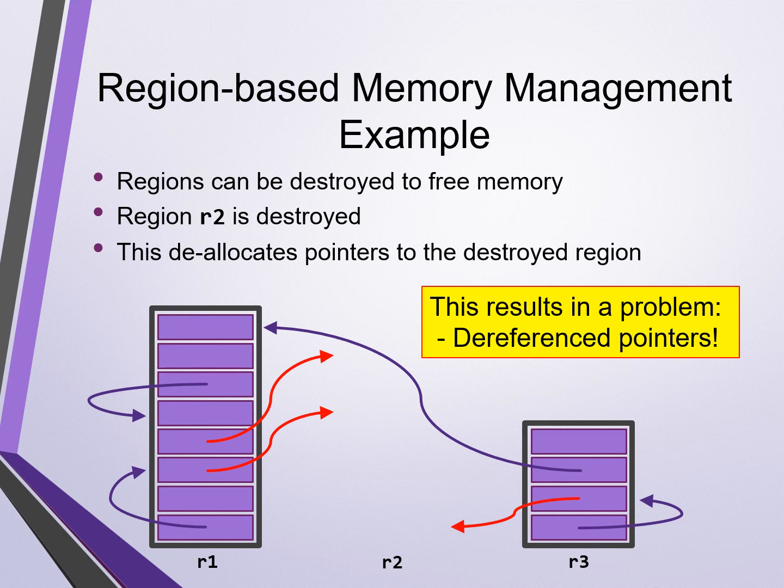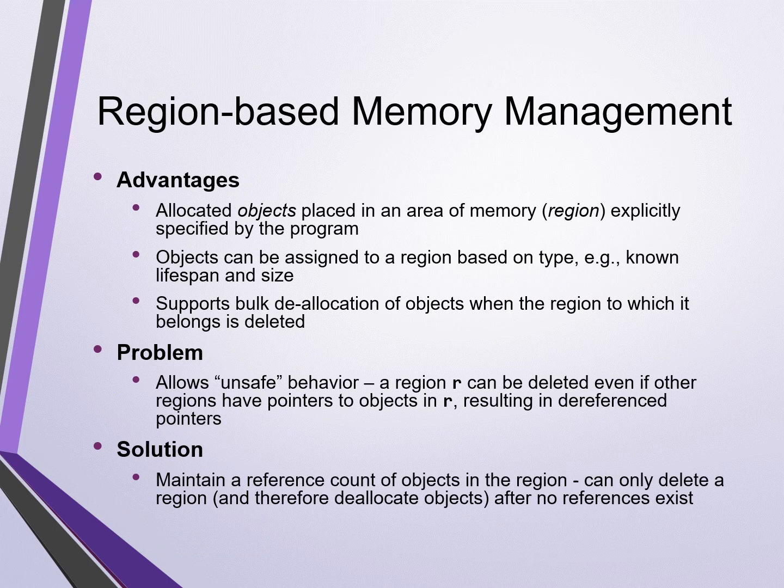Here we are running delete region of R2. Gay calls this an unsafe practice because deleting a region could result in dangling pointers, including dangling pointers that can be dereferenced. This is not a good thing to do.